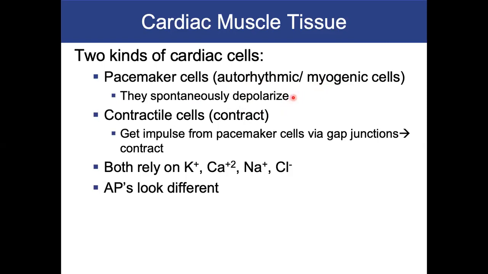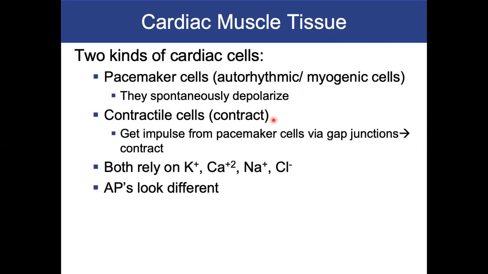So your sinoatrial node, your atrioventricular node, your bundle of His, your right and left bundle branches, and your Purkinje fibers. These guys spontaneously and rhythmically depolarize. They generate action potentials that spread throughout the heart. And this gives way to your heart rate, right? So I want you to understand that electrical events happen before mechanical events happen.